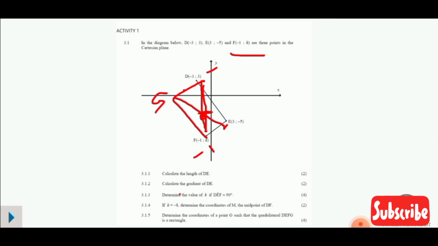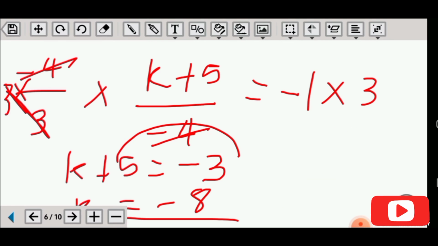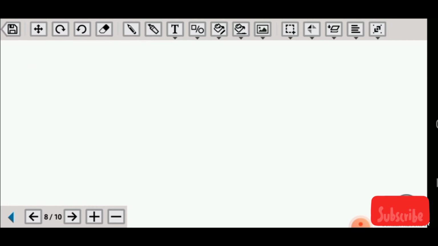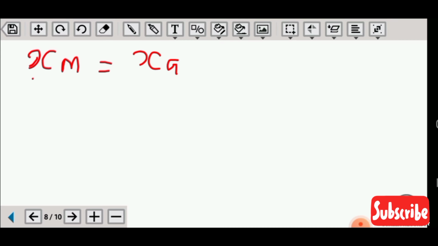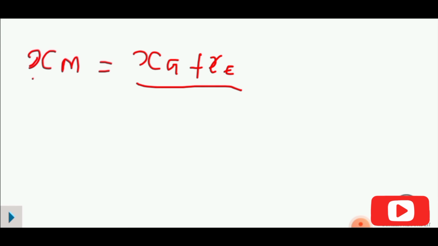So what we have to do here to get the coordinates of G, we need to split the midpoint formula. So let's go do that. How do we split the midpoint formula? We'll start with XM, which means the X of the midpoint is equal to XG, which is the one that we're looking for, plus XE, all divided by 2.